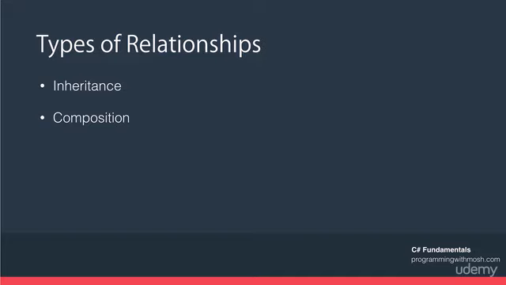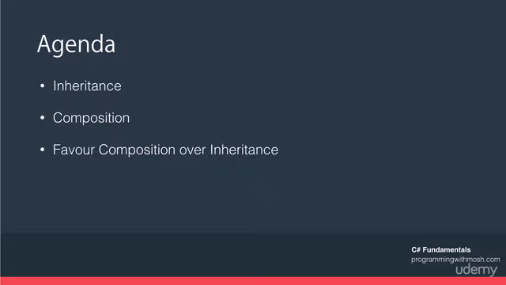So let's start with the relationships. In general, we have two types of relationships between classes. We have inheritance and composition. So over the next couple of lectures, I'm going to talk about inheritance and composition, both in terms of theory and practice. And finally, I will talk about the concept of favor composition over inheritance. Composition relationships usually result in less coupling. And that's the meaning of this concept, to favor composition over inheritance. So let's get started.